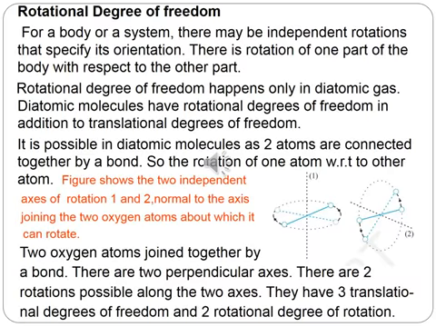The given figure shows the two independent axes of rotation, 1 and 2, normal to the axis joining the two oxygen atoms, about which it can rotate. Two oxygen atoms are joined together by a bond. They are two perpendicular axes. There are two rotations possible along these two axes. So, the oxygen molecule will have two rotational degrees of freedom along with 3 translational degrees of freedom.